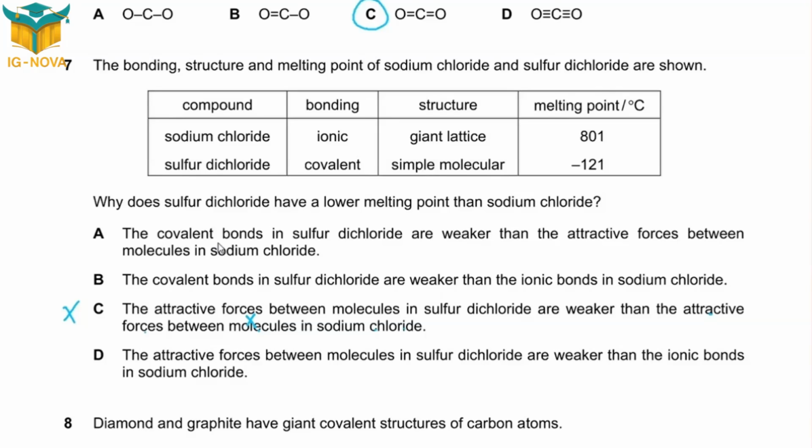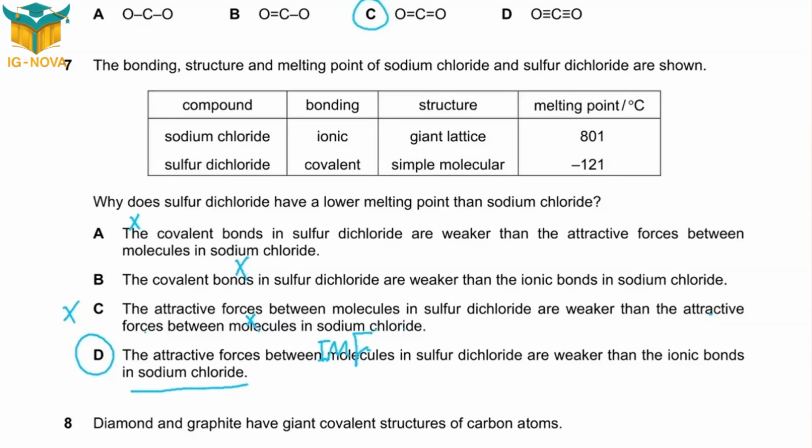The covalent bond in sulfur: again, I said we don't compare the covalent bond. We judge the boiling and melting of covalent substances based on the IMF, not the covalent bond itself. So option D. Let's read option D. The attractive forces between molecules in sulfur dichloride, meaning IMF, are weaker than ionic bonds in sodium chloride.